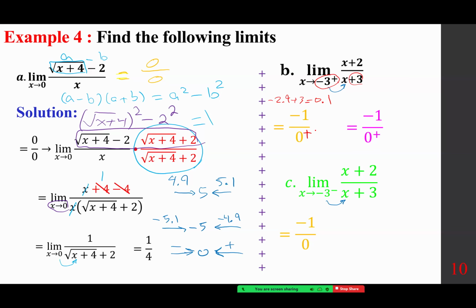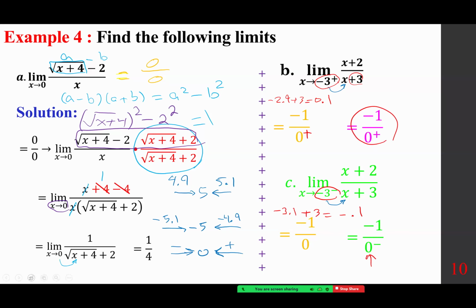So negative, see, a number over 0 is either infinity or negative infinity. Negative over positive is negative infinity. Pay attention to the way I find the answer. This one is negative 1 over 0 from the left. Here's the reason, because this negative 3 from the left is like negative 3.1 plus 3 is negative 0.1, and therefore the sign is 0 from the left.